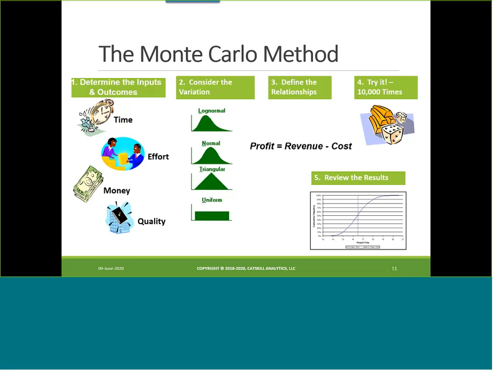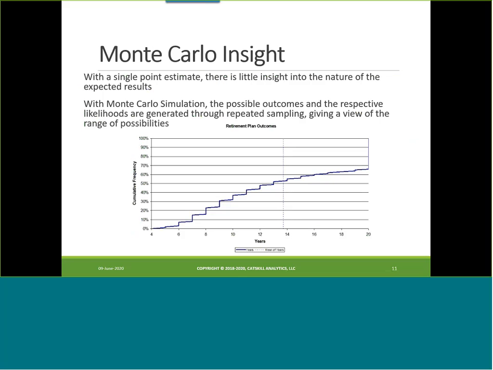And then finally, we review the results. I'm going to talk about this exact example that generated this chart, so I'm not going to talk to it right now. But it's a very straightforward methodology, not very difficult to do, not very time consuming, but the change in insight is nothing short of dramatic. With a single point estimate, there's little insight into the nature of the expected results. With Monte Carlo simulation, the possible outcomes and their respective likelihoods are generated through repeated sampling, giving a view of the range of possibilities.